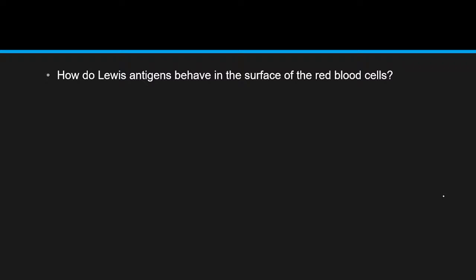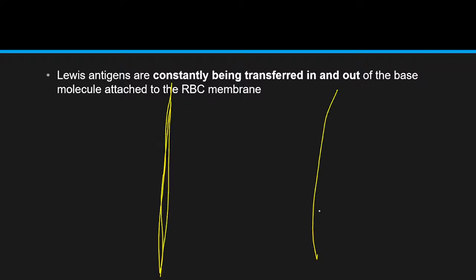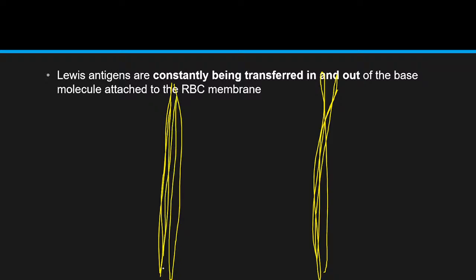Now, how do Lewis antigens behave on the surface of RBCs? Actually, they are constantly being transferred in and out of the base molecule of the RBC membrane. They're not actually as strong as the other blood group systems. They can actually interchange, they can go into different things, and you will appreciate this discussion later. So I'm going to give you a bit of a lesson on the dynamics of enzymatic reactions. Not all of the fucose will stick there all the time.